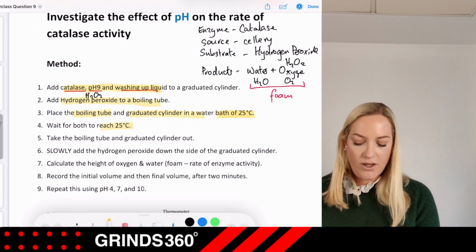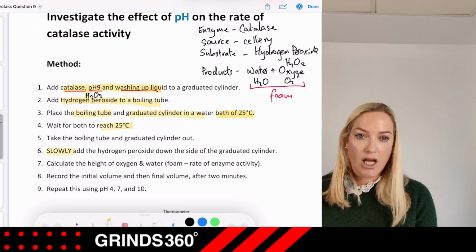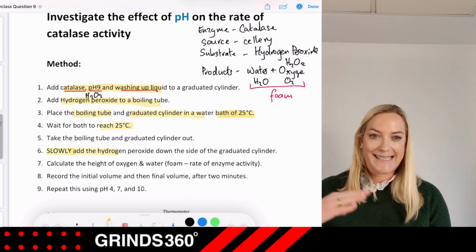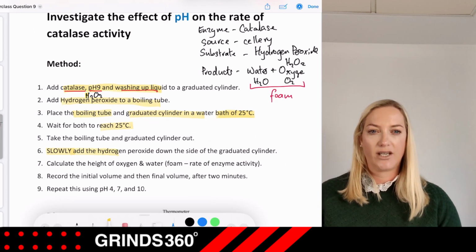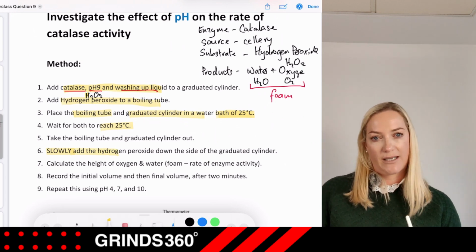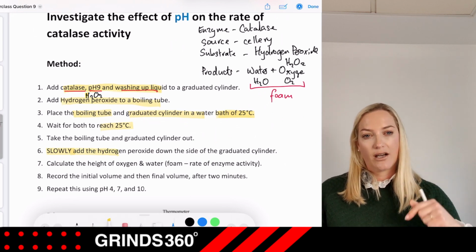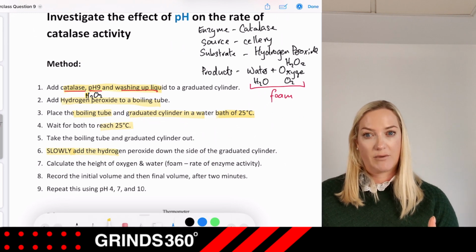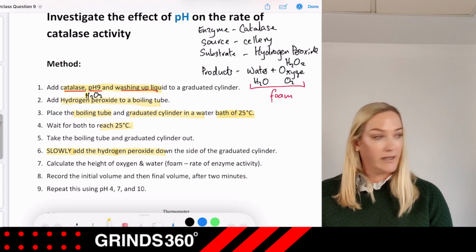Now, when you're mentioning your boiling tube with your hydrogen peroxide, slowly, and I've put it in bold, you're adding the hydrogen peroxide down the side of your graduated cylinder. Okay, you're not just putting your hydrogen peroxide into your graduated cylinder. You're slowly adding your hydrogen peroxide down the side of your graduated cylinder. That's 3 marks. So that difference there, that could be a point, that's 3 marks there.